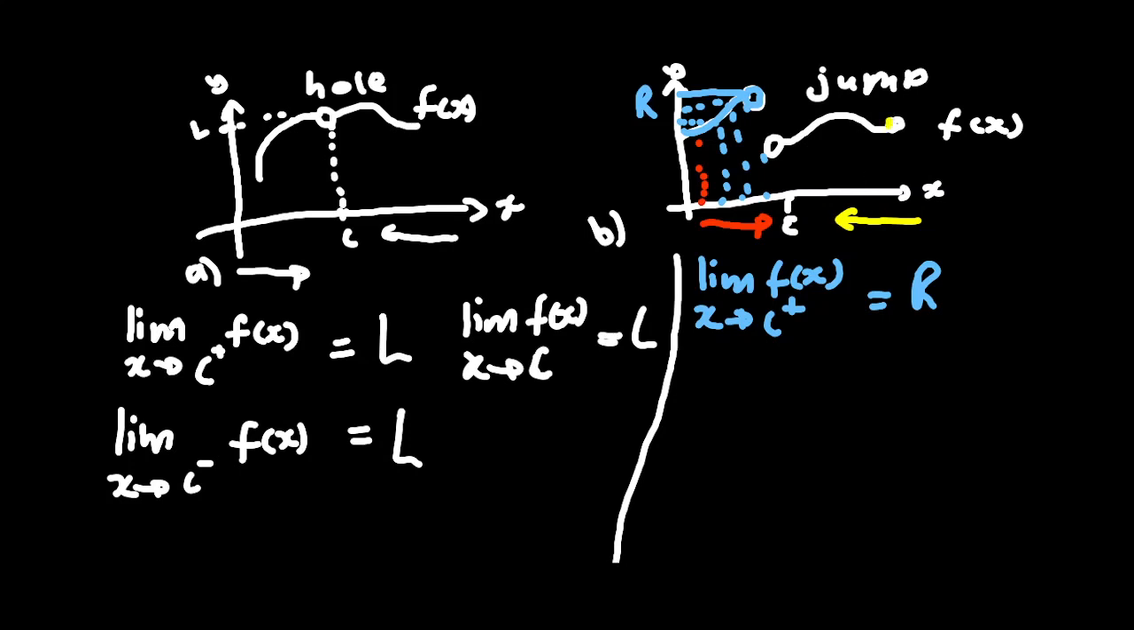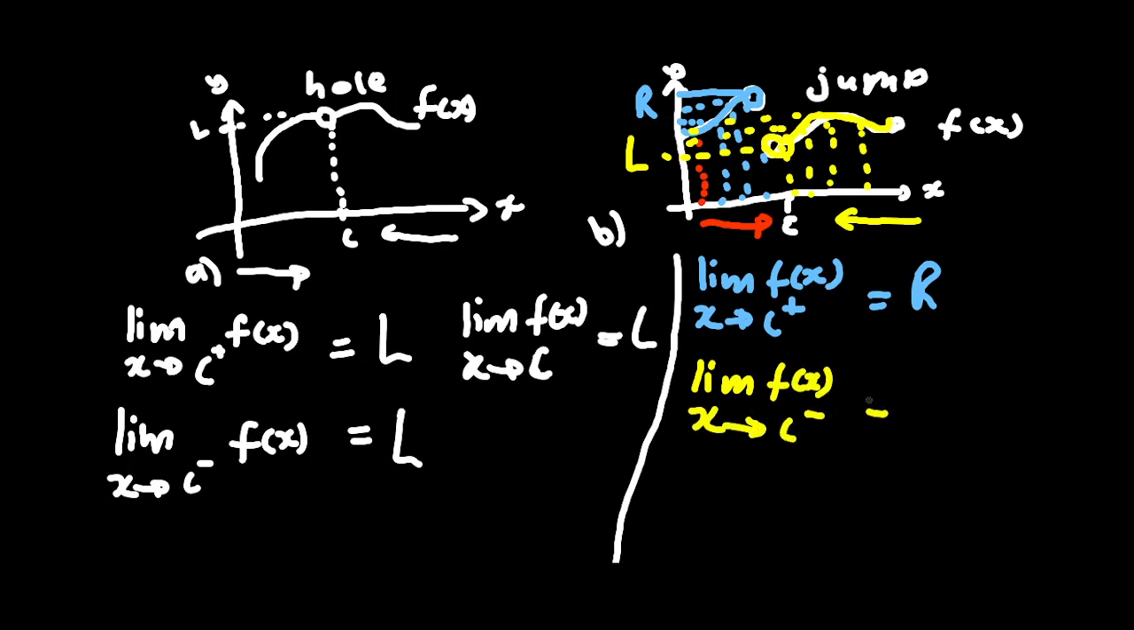What about when I'm approaching from the left, coming from this side? I will have to use this portion of the graph. As I approach c from here, my f at x will be there. So the limit of f at x as x approaches c from the left will be equal to L. If you notice now, L is not equal to r, so our one-sided limits are not equal.